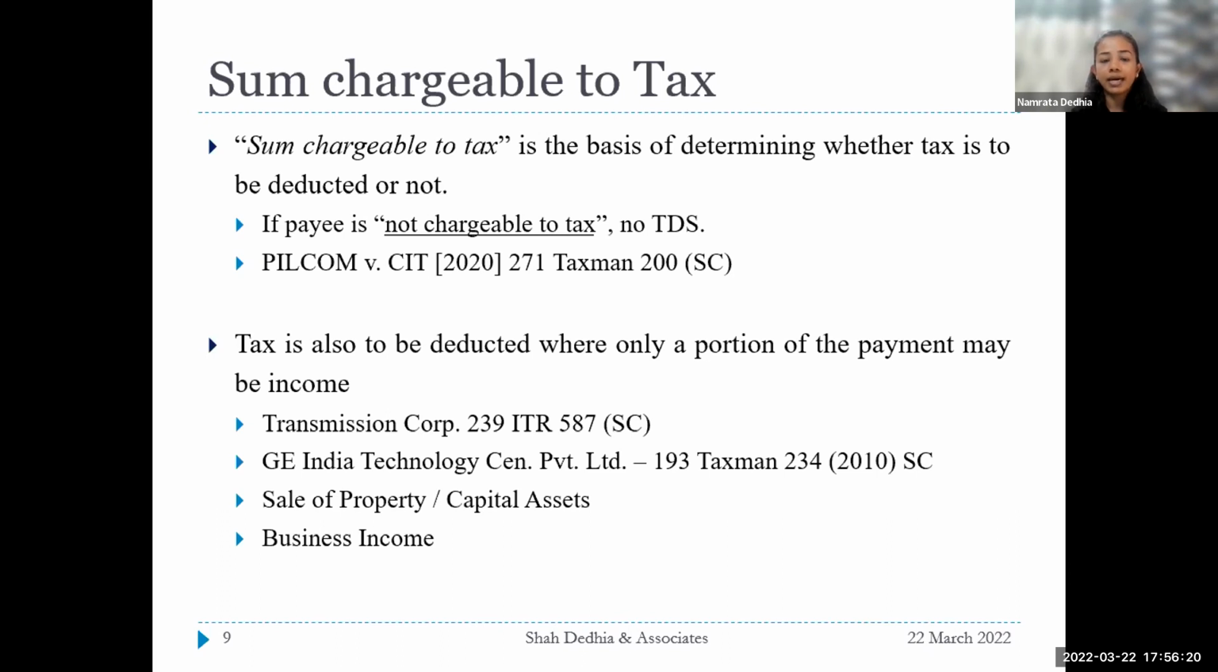195(2) will be by the buyer, 197 will be by the seller. Ask the AO to determine the amount which is chargeable to tax under the Act, and on that amount deduct the TDS. Now, the practical difficulty in that oftentimes is the time involved.